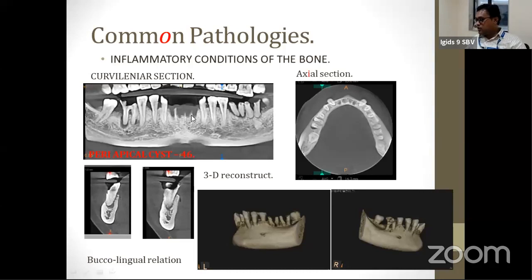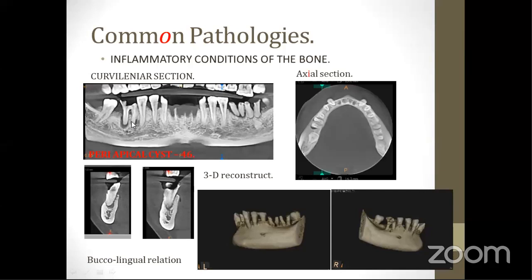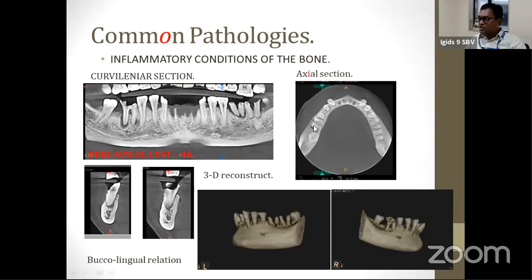Then we have a few empty sockets here, extracted sockets, then destroyed bone and root stumps. So there are quite a number of features that we can understand from this particular section. Now you have seen the two radiolucencies, right? With these two radiolucencies, I have cut out an axial section here. This axial section is like looking at this image from the top, like looking at the mandible from the top and peeping from the top.